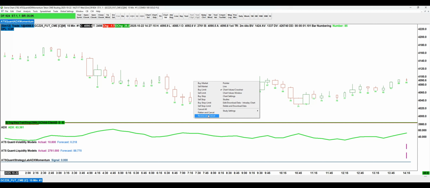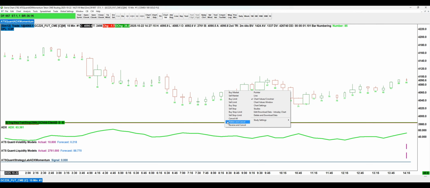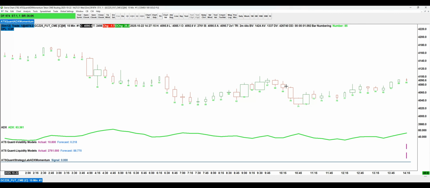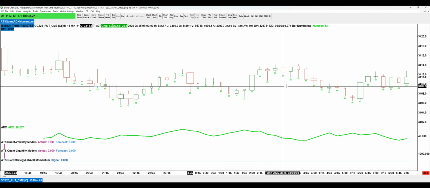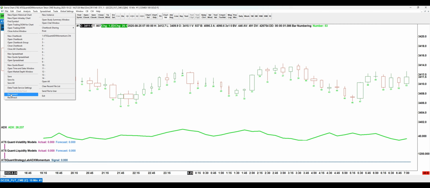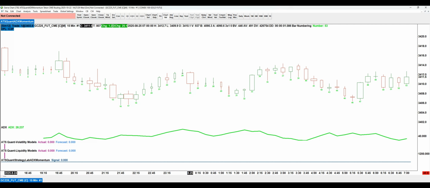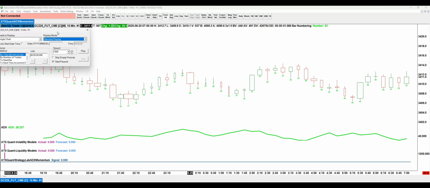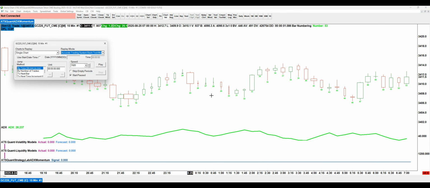So we're going to cancel these phantom orders. We're going to disconnect from our live data feed, and let's bring back over our control panel. We're going to go back and make sure it's on accurate trading system backtest. This looks good. So we're not changing anything.